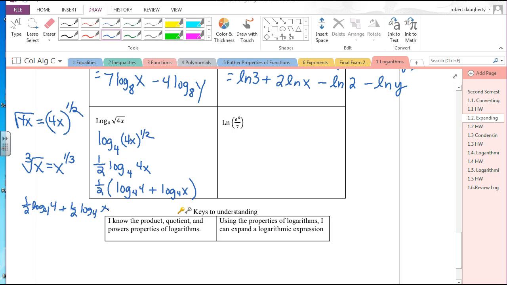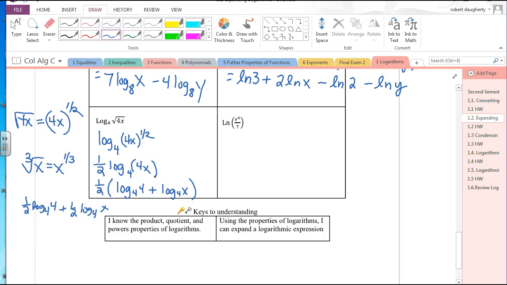The power rule is what got us from here to here. I brought the 1/2 out front. And then I said, oh, the log base 4 of 4x, that's the product rule: log base 4 of 4 plus the log base 4 of x. So you had to use two rules to get this one completely simplified. Let's look at the next one.